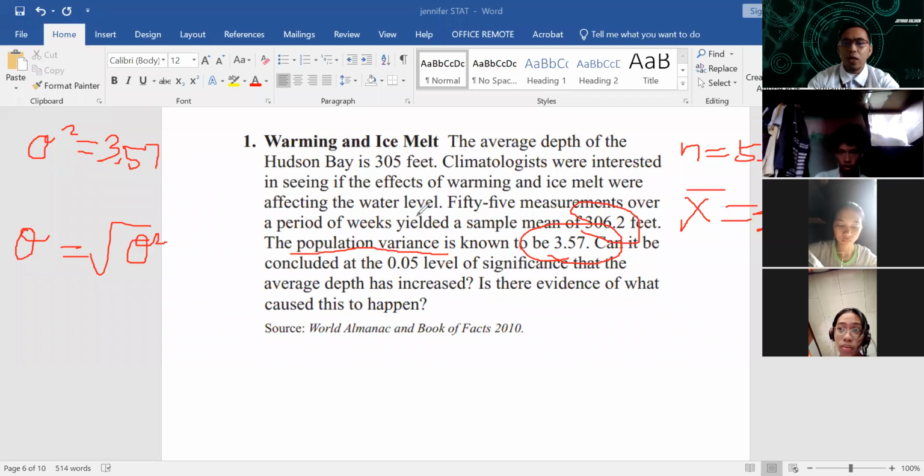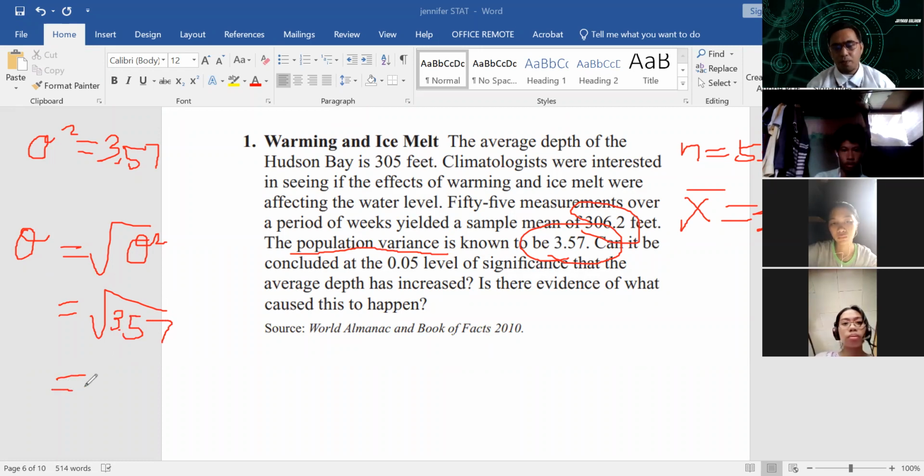Variance. Some books will give you the standard deviation. If it is the standard deviation, it is automatic. If it is the variance, you still need to take the square root. So the square root of 3.57. Again, I encourage you. By the way, you must have your scientific calculator with you when you study statistics. Can you get your calculator? Are you ready with your calculator? Those without a calculator, you may use your smartphone and install a scientific calculator.